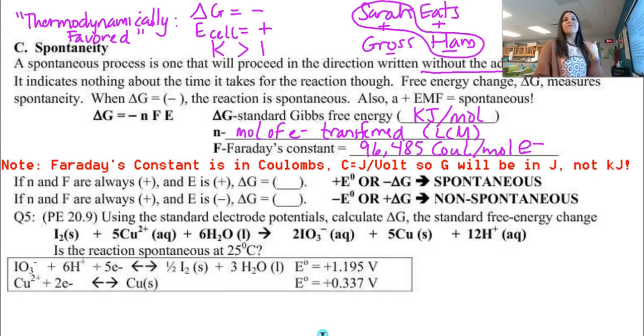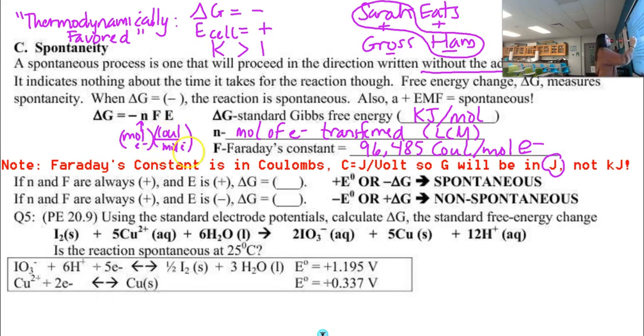Okay, so note, Faraday's constant is in coulombs, and a coulomb is a joule per volt. So actually, our delta G is going to be in joules, not in kilojoules. So according to this equation, n is in moles of electrons, Faraday's constant is in coulombs per mole of electrons, and our E is going to be in volts. But like we said, a volt is actually, if we were to do our algebra out, a joule per coulomb.